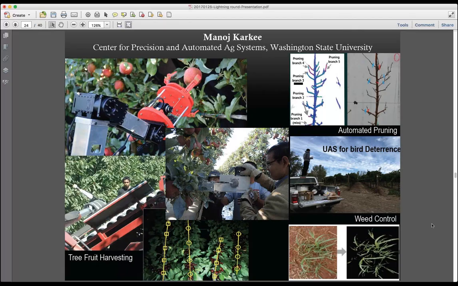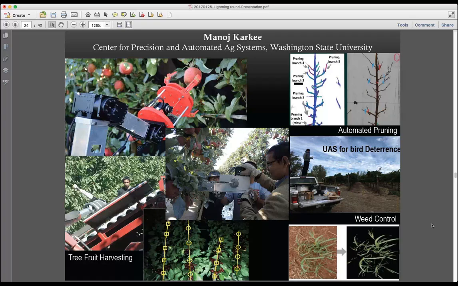Good afternoon, everybody. I'm Manoj Karki from Washington State University. Here in Washington, it's about 2:30 right now in the afternoon, so perhaps the best time for me, not that early, not that late. In our team, we're working in a number of agricultural robotic and precision agricultural technologies. I have in this slide just presented a few major concepts and projects. On the top left corner, I'm talking about the robotic apple harvesting project that was funded by USDA a few years ago.